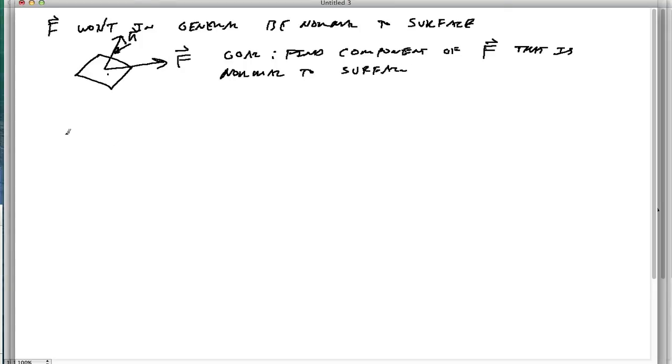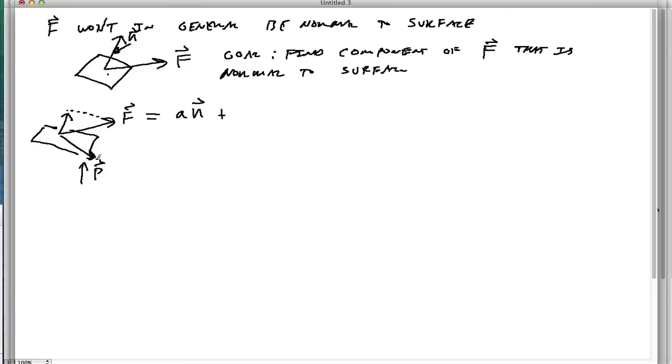So recall then that F, this is our F, it can always be decomposed into a component that's normal and some other component that is coplanar. It's within the plane of our patch of our surface, right? So we can always write F in terms of the normal vector, which is always a unit vector, it has a length of 1, plus some other vector, which I'll call P, meaning it's planar, within the plane of the surface.